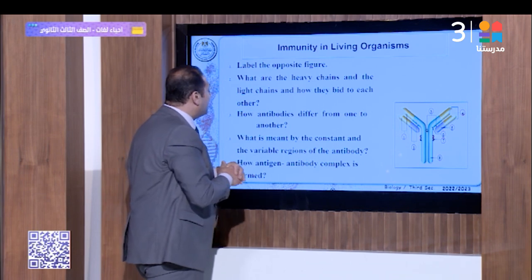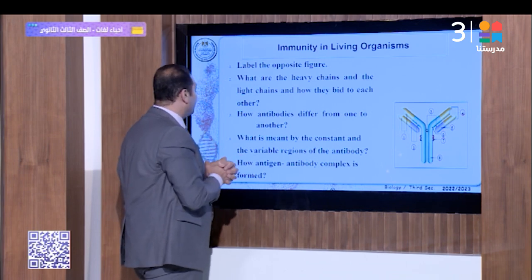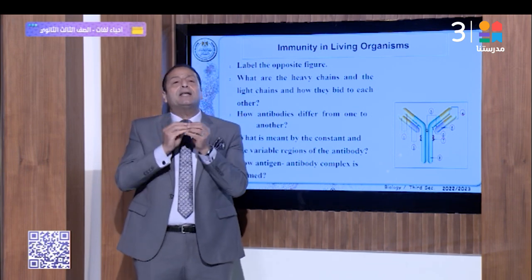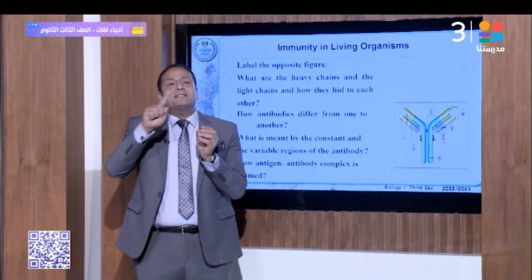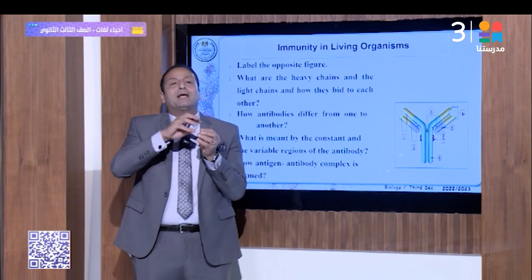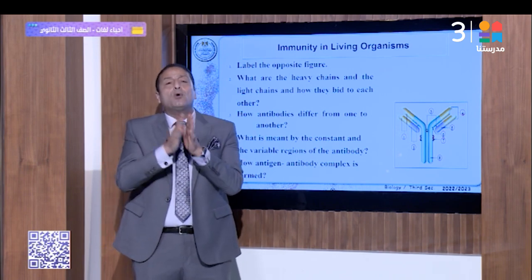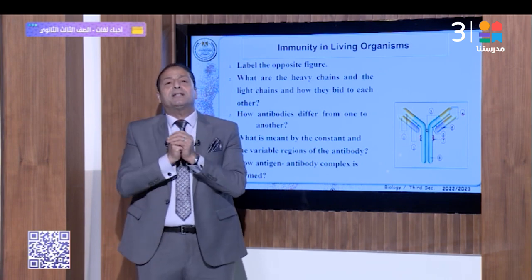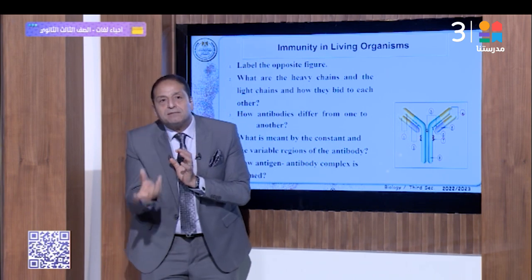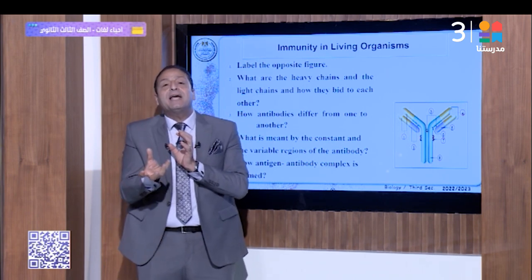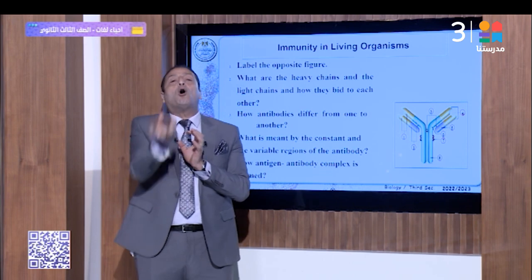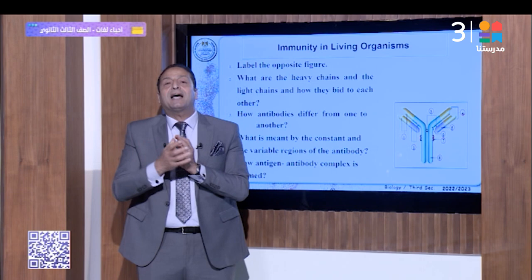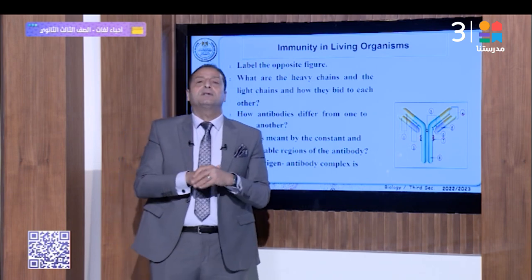How is the antigen-antibody complex formed? When the antibody binds with the soluble antigen, it is transformed into an insoluble antigen-antibody complex. It precipitates, which facilitates engulfment by phagocytosis through macrophages, basophils, eosinophils, and neutrophils. That's right. Okay.